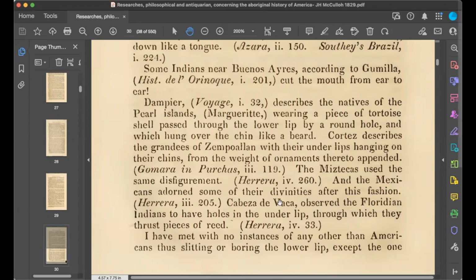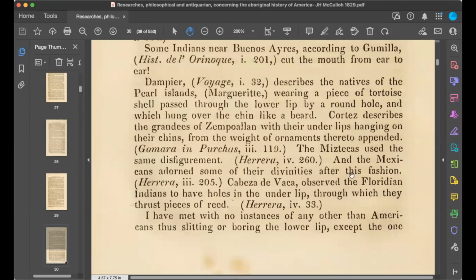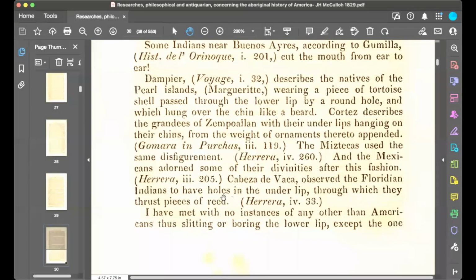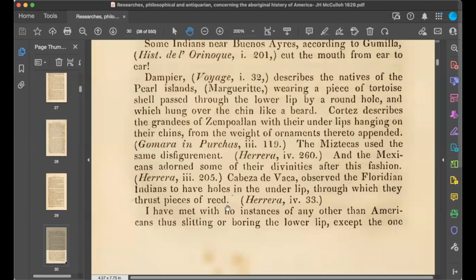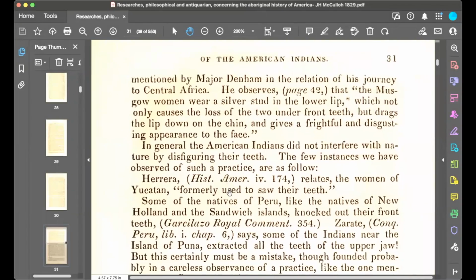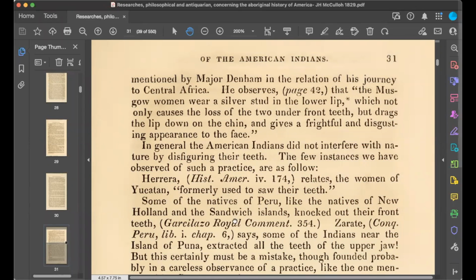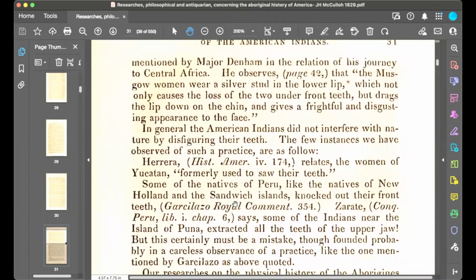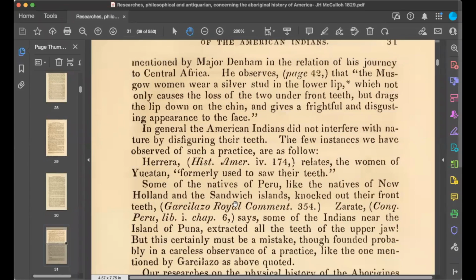of ornaments thereto appended. The Mixtecas used the same disfigurement, and the Mexicans adorned some of their divinities after this fashion. Cabeza de Vaca observed the Floridian Indians to have holes in the underlip through which they thrust pieces of reed. I have met with no instances of any other than Americans thus slitting or boring the lower lip, except the one mentioned by Major Denham in the relation of his journey to Central Africa. All right, so he's saying it's actually more prevalent here than in Africa, something that's practiced over there.